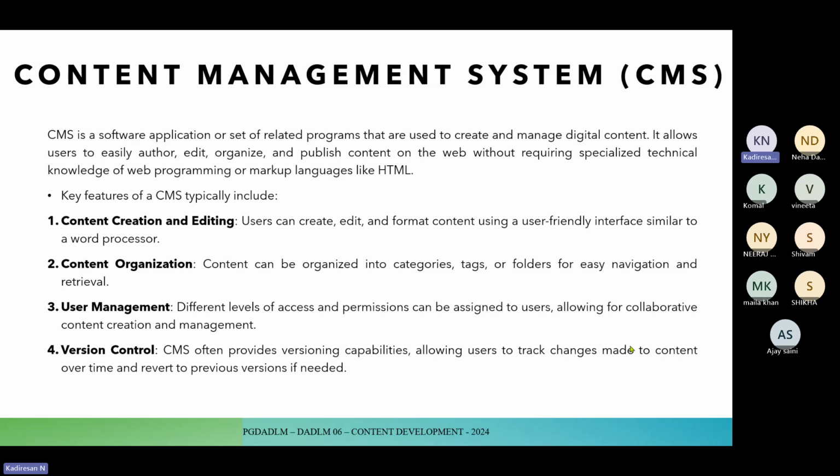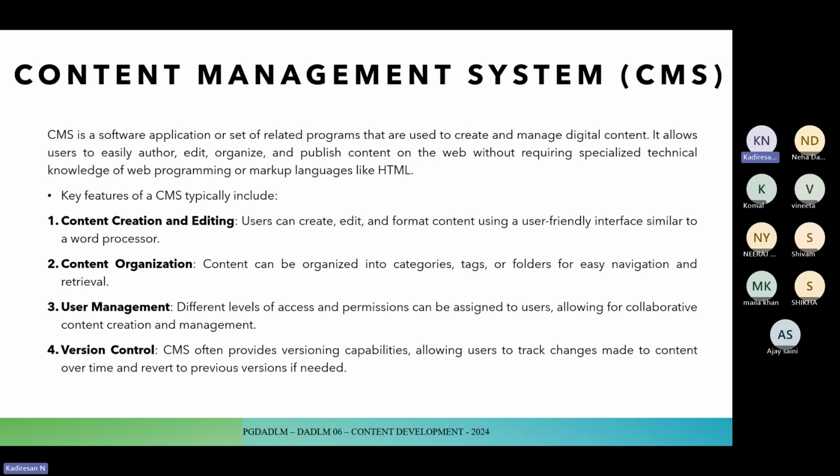So those kinds of organization have to be made. And user management: different levels of access and permissions can be assigned to users, allowing content creation and management. So here we will be defining the different levels of access and permissions, like in version control, whatever we have seen. Similarly, we will be allowing certain kinds of access and permissions which can be assigned to users, and also for collaboration in content creation and management.